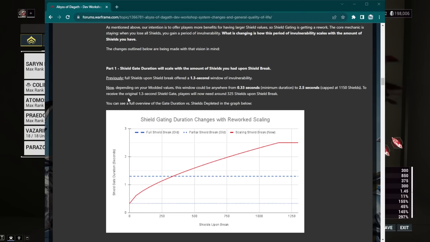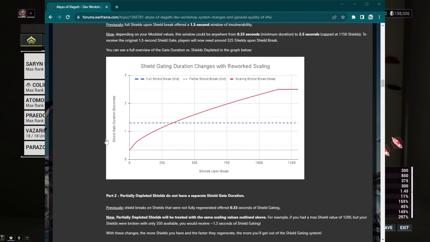So you can see the full overview of the gate duration versus shields depleted in the graph below. Basically, if we were running Decaying Dragon Key, we'd have like, what, 70 shields? So you'd be at like this. This would be where you'd be at with Decaying Dragon Key with the new meta. But also, they specifically nerfed Decaying Dragon Key too. I'm just trying to give you an example.